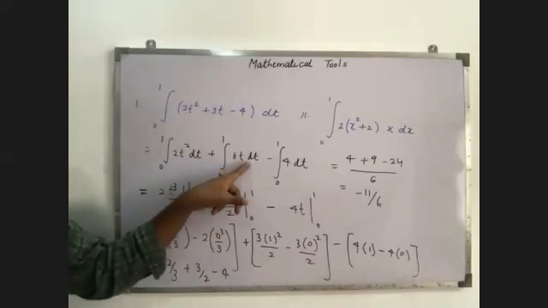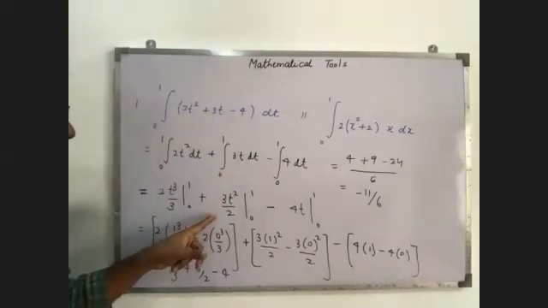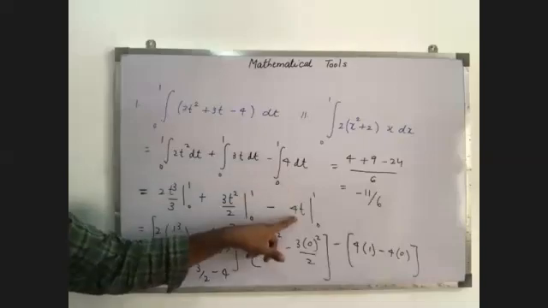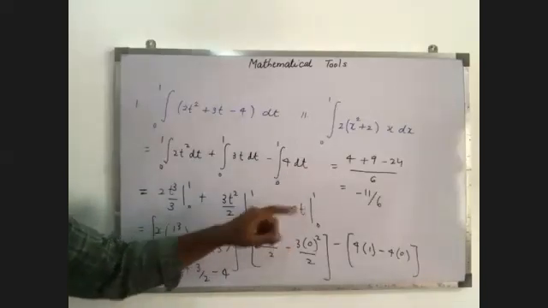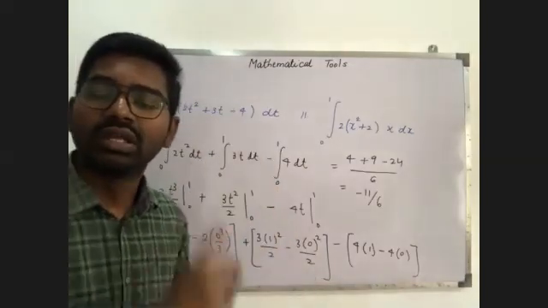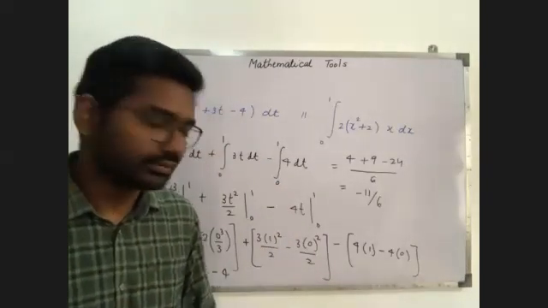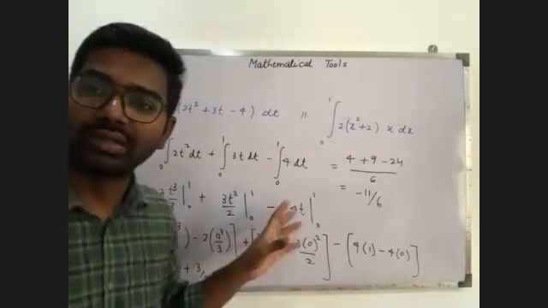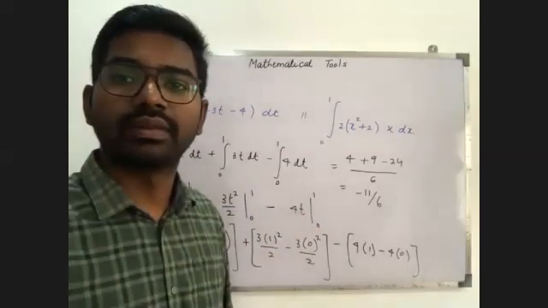3 is constant. Integration t dt is t square by 2, minus 4. 4 is constant. Integration of dt is t. Then limits 0 to 1. I told you how to put. First put the upper limit at the place of variable minus lower limit at the place of variable. Is it clear now?